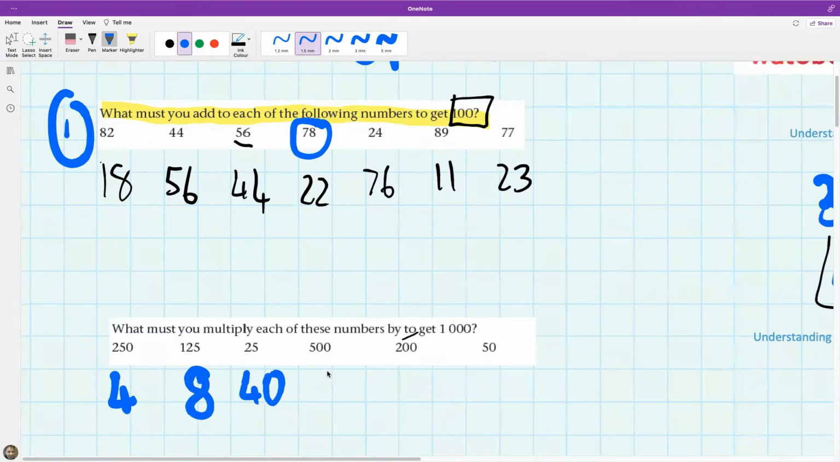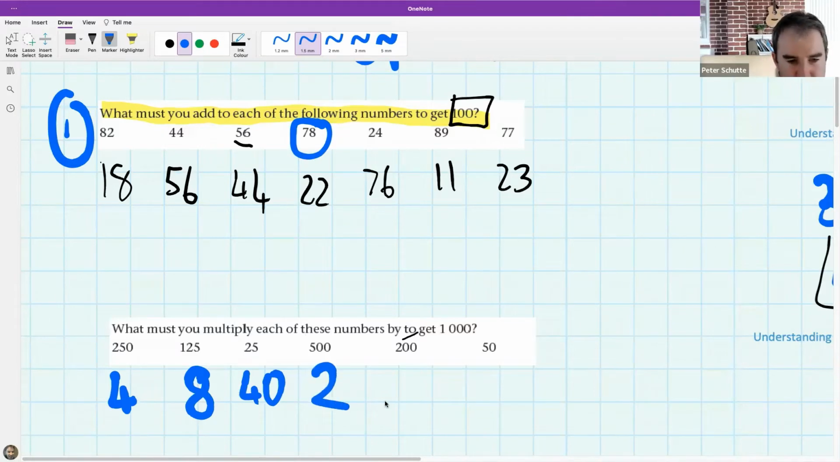Yes. Guys, let's go to the next one. 500, I think everyone knows that. This is going to be multiplied by 2. The next one is actually also not too bad. It's just going to be multiplied by 5. And then the last one, I would love you to give me an answer. 50 multiplied by what gives me 1,000?